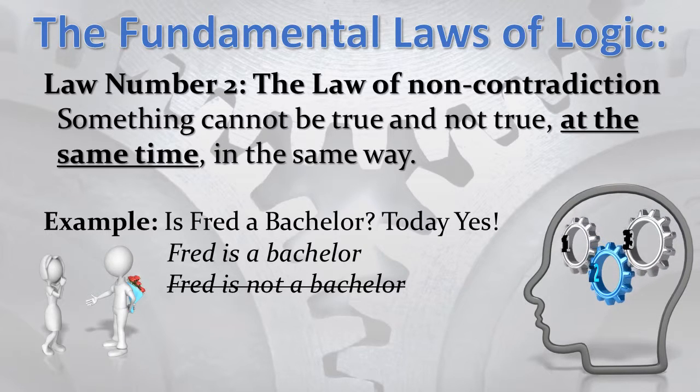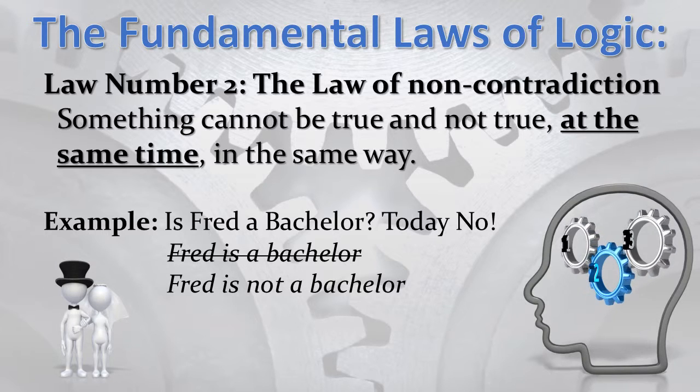The reason that this law has several qualifiers added onto it is because things can change in time or sense. For example, if I said, Fred is a bachelor, today I am correct. But tomorrow, after Fred gets married, his identity as bachelor changed, and now Fred is no longer a bachelor. That is why this law must be about two competing truth claims at the same time, in the same way, and in the same sense.